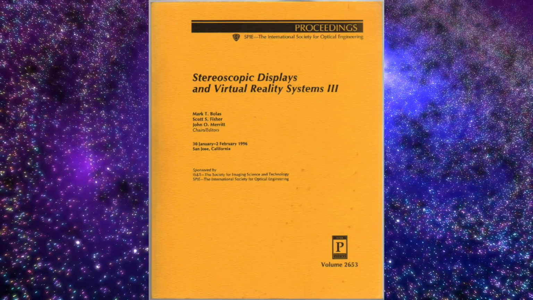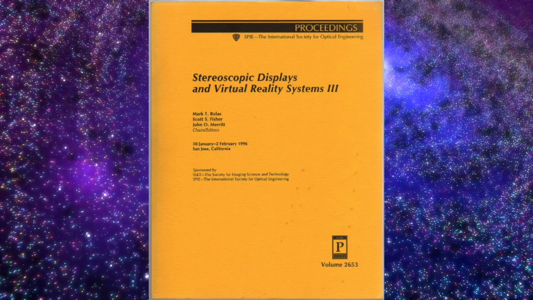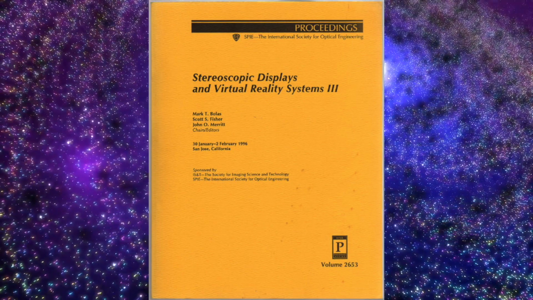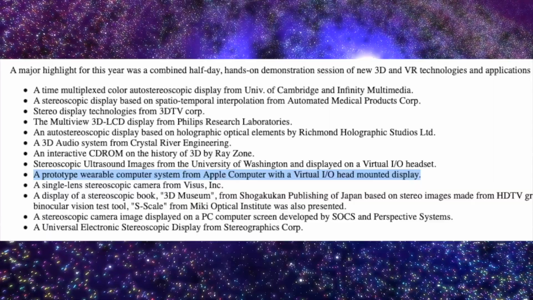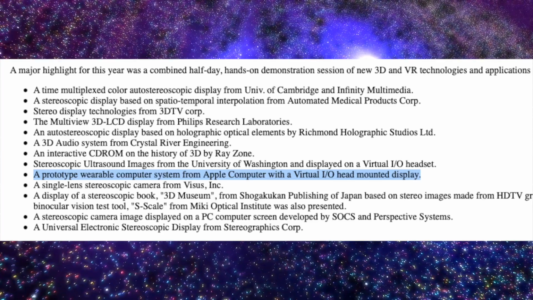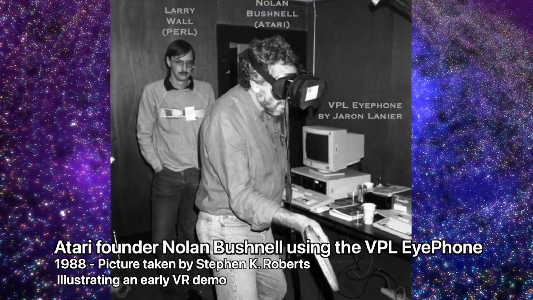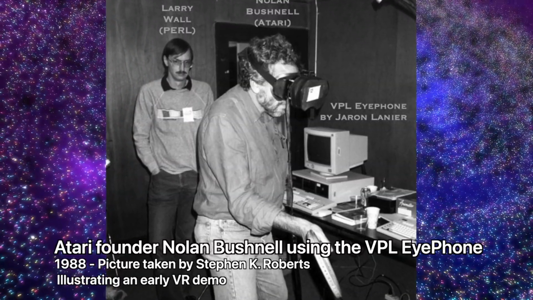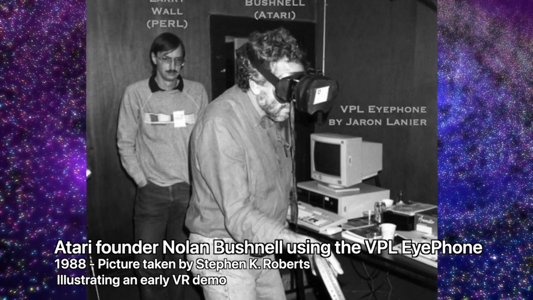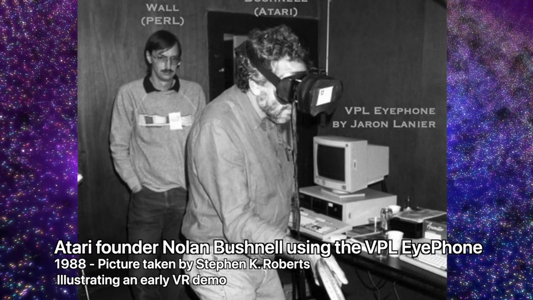In 1996, at the Engineering Reality of Virtual Reality 3 conference for pioneering tech engineers and manufacturers, a summary of the conference reported Apple revealed a prototype wearable computer system with a virtual input-output head-mounted display. So back in 96, there were people outside of the highly secretive Apple who got to see, and perhaps use, its very first VR device.